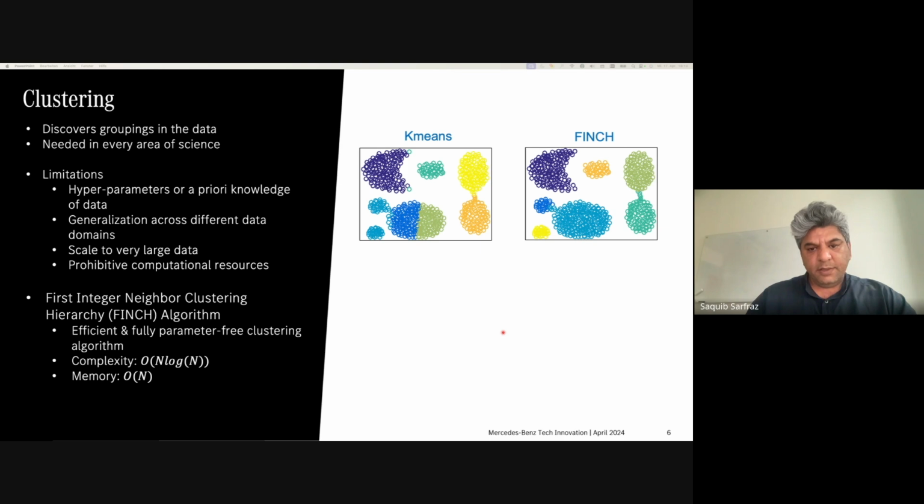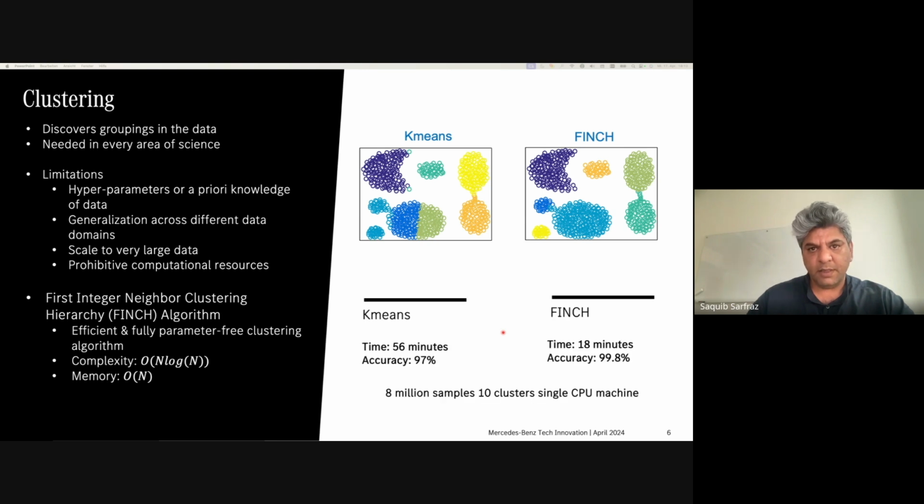So this Finch is also quite compute efficient. It has a complexity of n log n, and its memory requirement is similarly n, which makes it really fast. For example, if we cluster 8 million samples, k-means would take 56 minutes on a single machine, whereas Finch was able to do it in about 18 minutes, which is a good yardstick to see that in realistic scenarios, the time advantage for Finch is quite high.